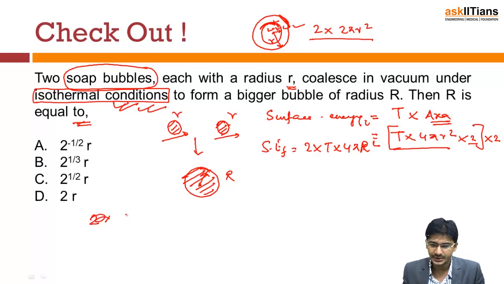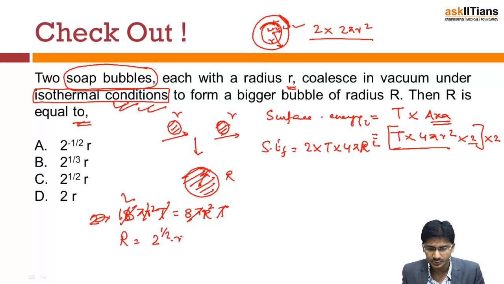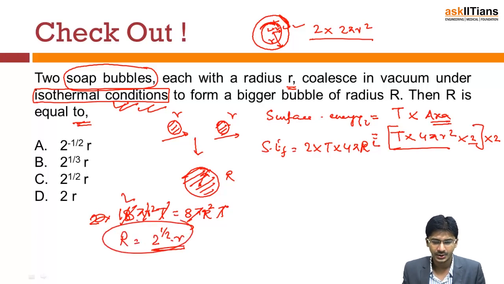So you will have 16 pi R square into T is equal to 8 pi capital R square into T. So 8 pi T will cancel, and this will make this 2. So capital R is actually 2 to the power half into R. So if you look at the answer, the correct answer is this.